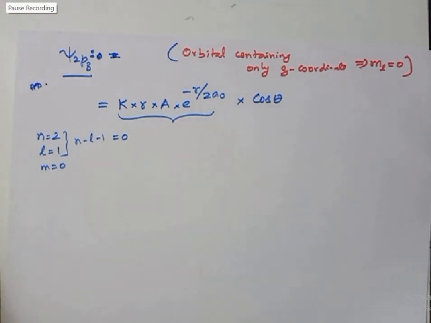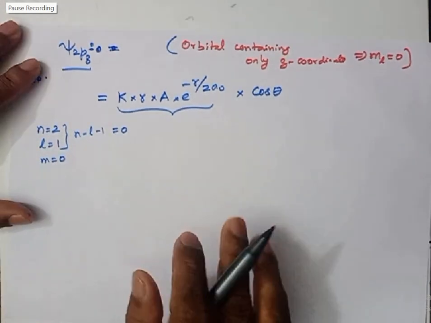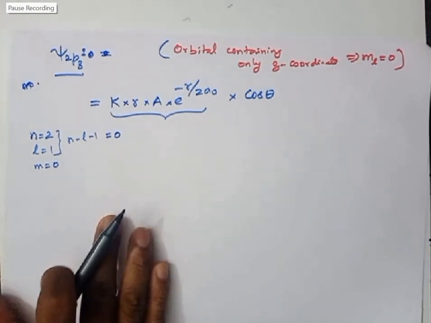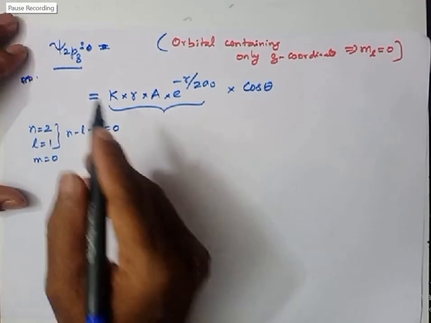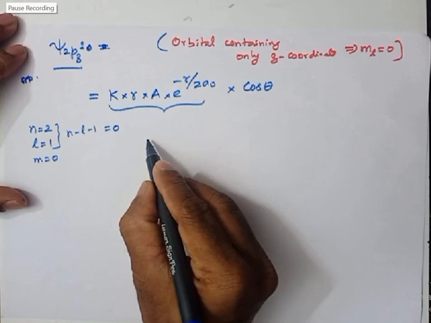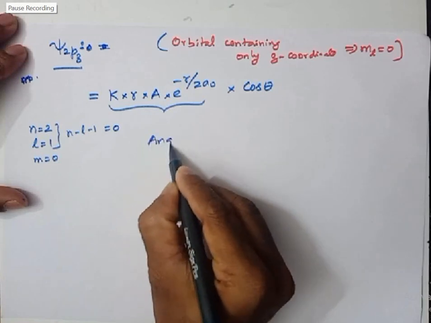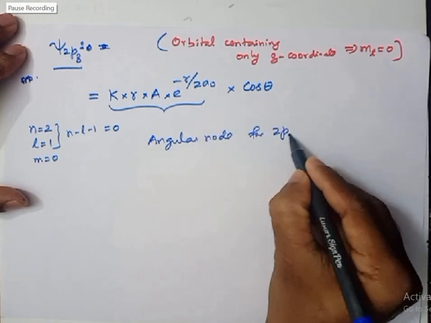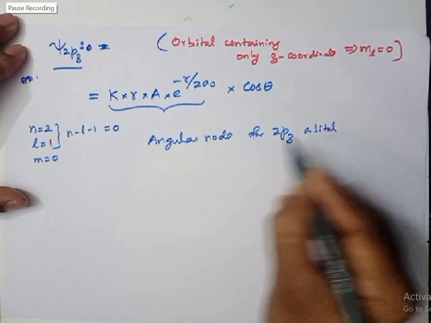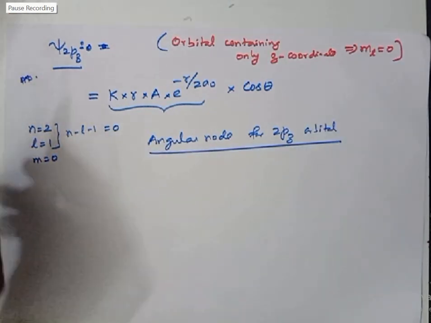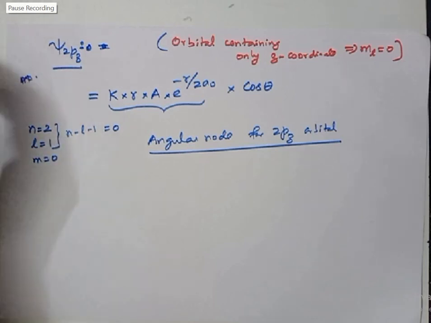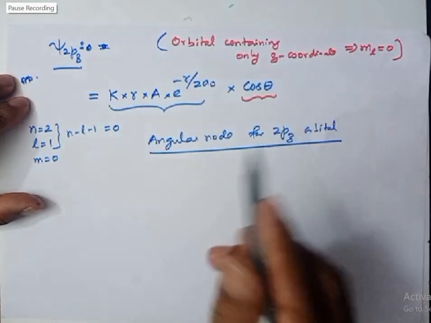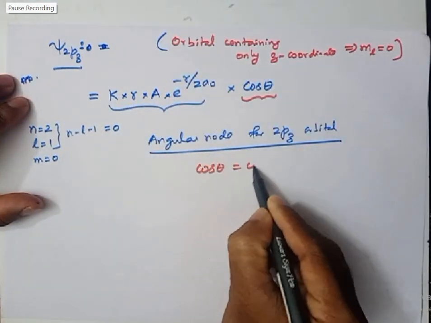Now I will teach you one important point here. What is the angular node, and how to find it? Even for the previous case, I didn't do it. I'll do it now. Listen. Angular node for the 2pz orbital. How to do that? See, it's very simple. You just make the angular part of the wave function 0. Cos theta equal to 0.